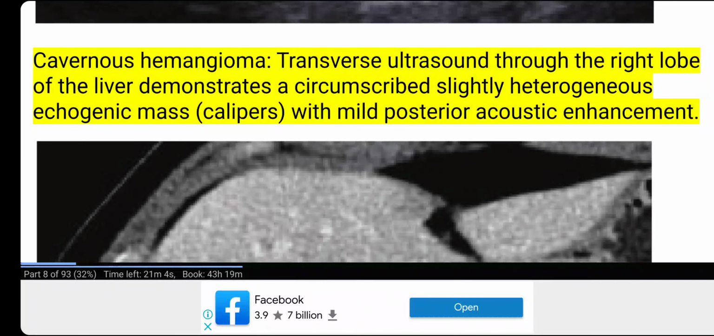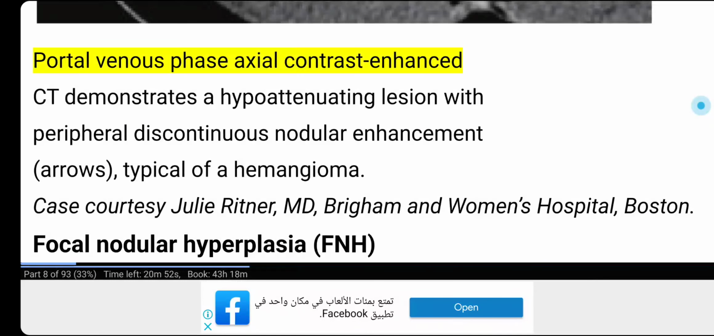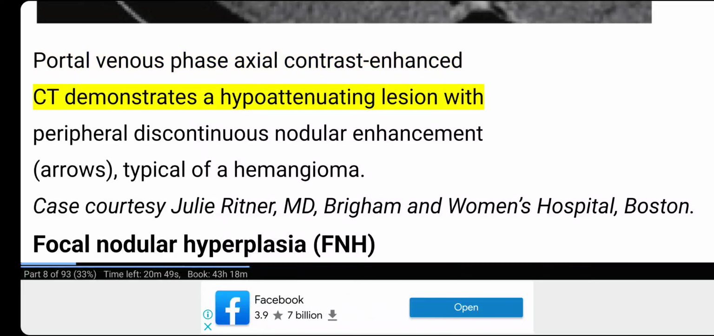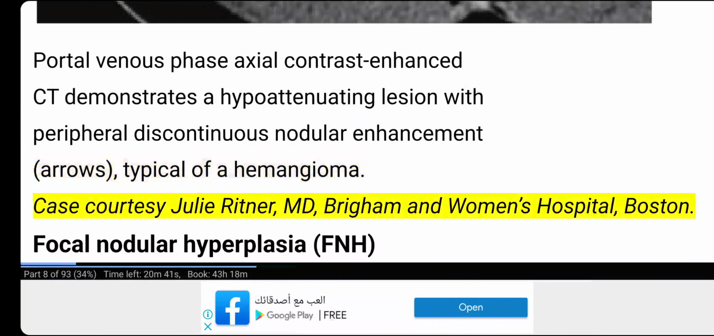Cavernous hemangioma. Transverse ultrasound through the right lobe of the liver demonstrates a circumscribed, slightly heterogeneous echogenic mass, calipers, with mild posterior acoustic enhancement. Portal venous phase axial contrast enhanced CT demonstrates a hypoattenuating lesion with peripheral discontinuous nodular enhancement, arrows, typical of a hemangioma. Case courtesy Julie Rittner, MD, Brigham and Women's Hospital, Boston.